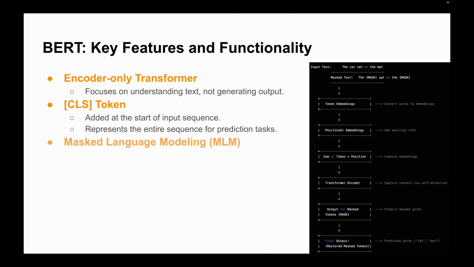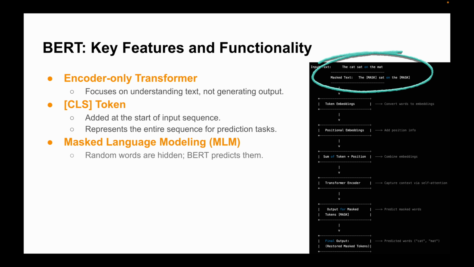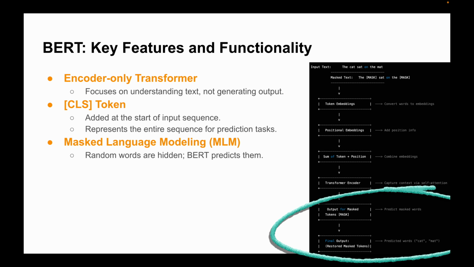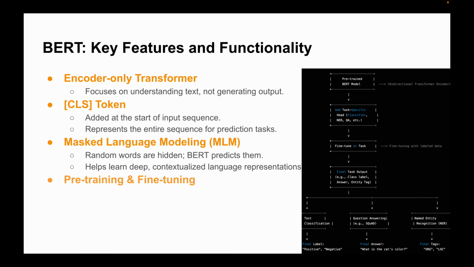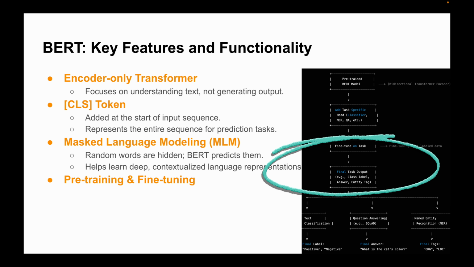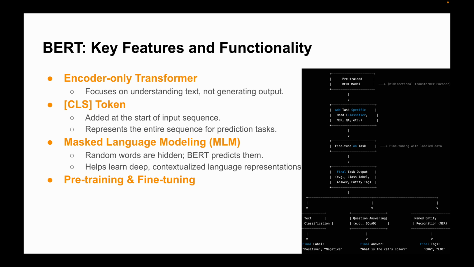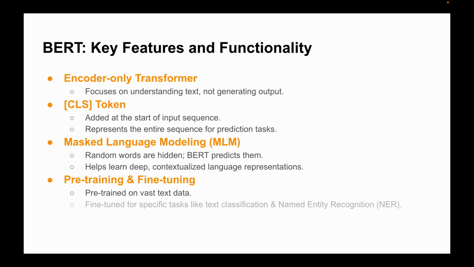BERT also uses something called MLM or masked language modeling. Here, some of the words in the input are randomly hidden or masked, and BERT tries to predict them. This helps BERT to learn deep contextualized language representations. Once BERT is pre-trained, it can be fine-tuned for specific tasks like text classification, NER, and so on. Now, this pre-training saves a lot of time because the model already knows so much about a particular language.